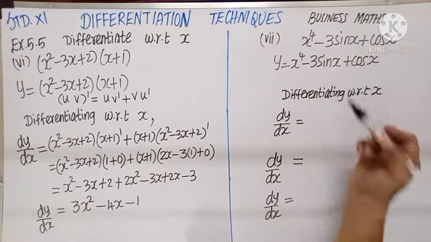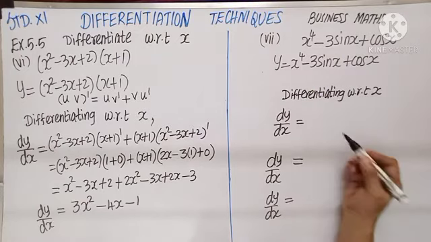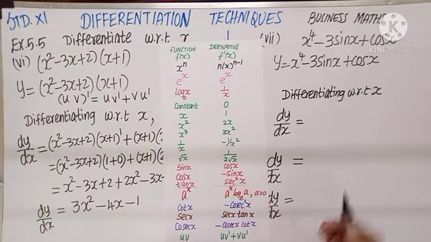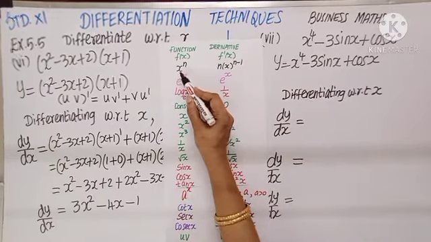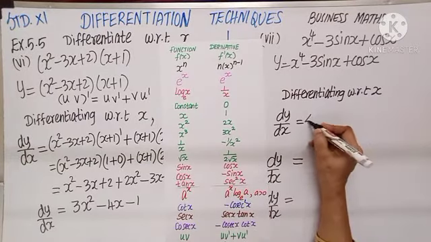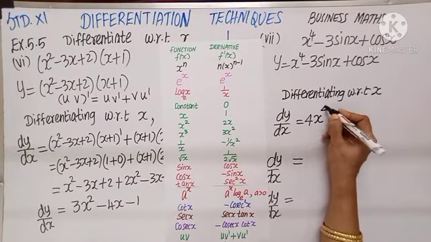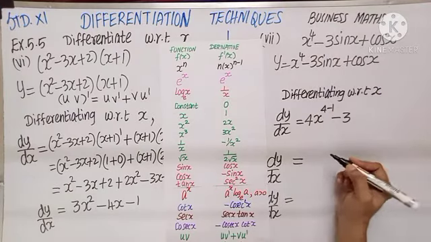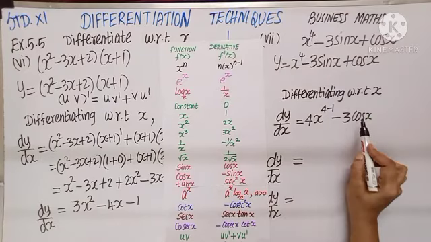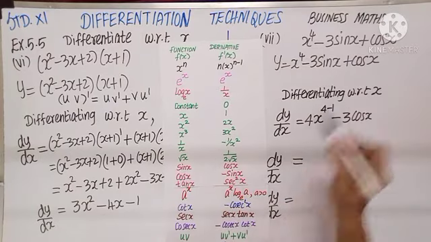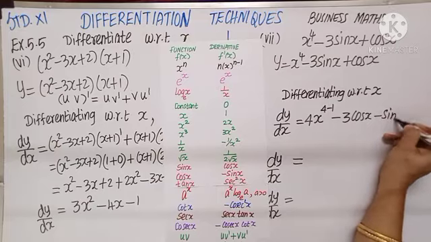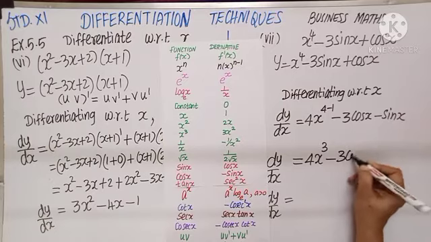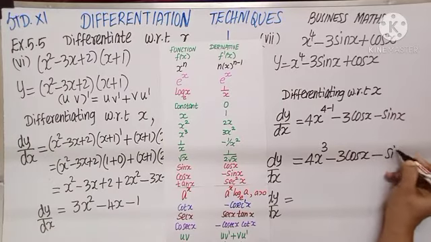Considering y as the given function, differentiating with respect to x, let us recall the formula. x power 4, apply the x power n formula: 4 x power 4 minus 1, that is 4x cube. Minus 3 as it is. Sin x becomes cos x, cos x becomes minus sin x. So the answer is 4x cube minus 3 cos x minus sin x.